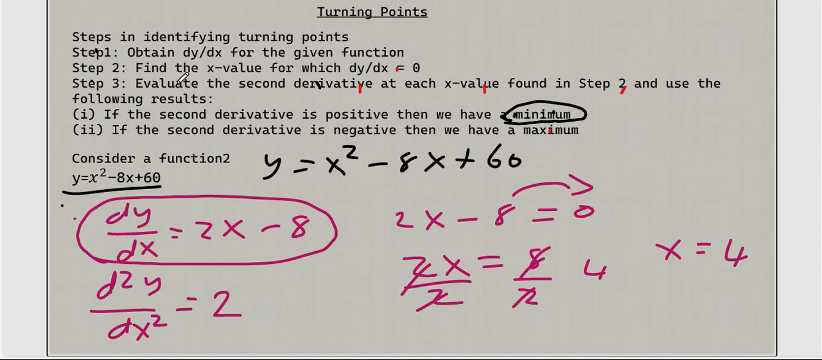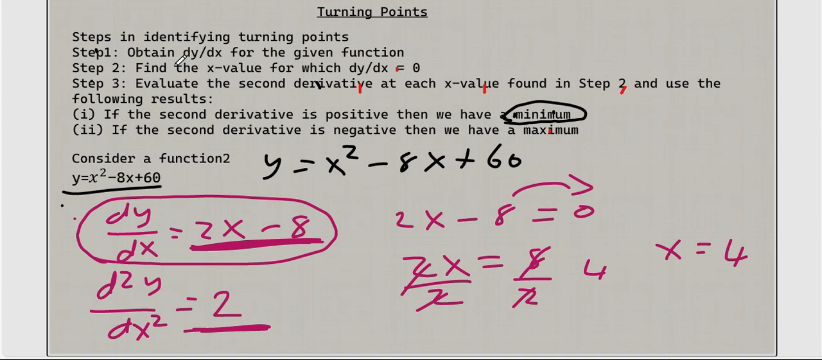Okay, so you have to get that this is the one that you equate to 0, not this one. Please be careful. So dy by dx is what you equate to 0 to get the point where the slope is 0. So what do I mean?